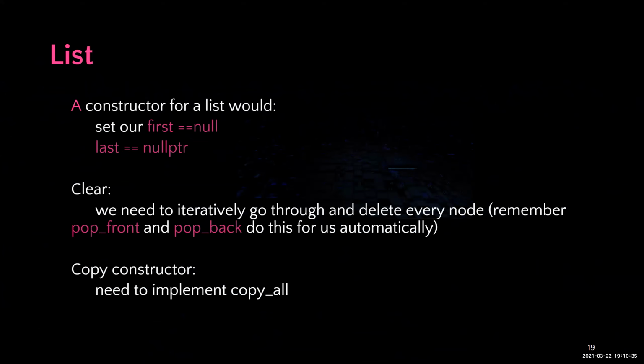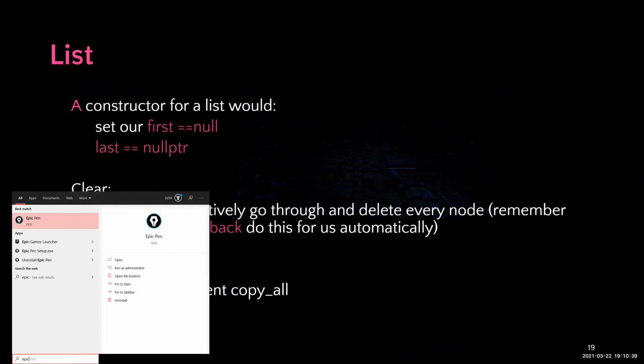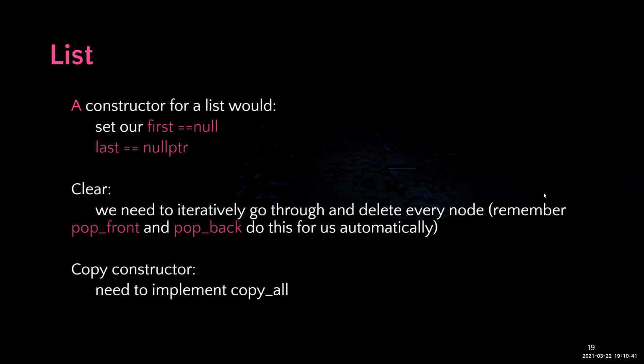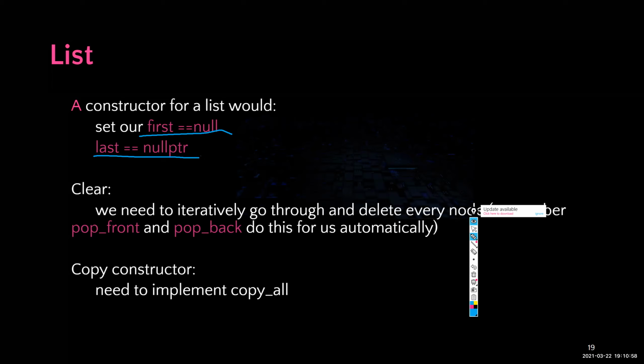If I go ahead and create a new list and I have no values in it, then it should be defined as first being null pointer and last being null pointer. That should make sense, right? If our list is empty, we're creating a new list that's empty, so our first and last should be null pointer, because that's the definition of an empty list.